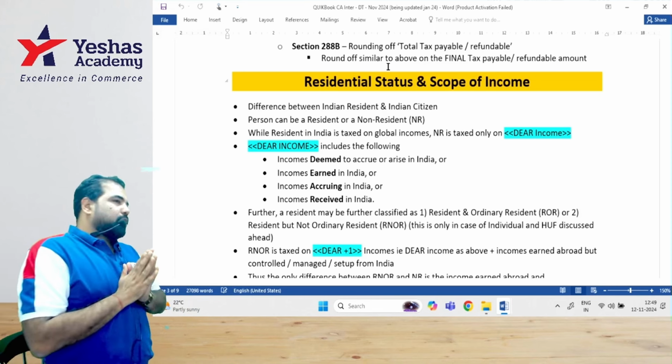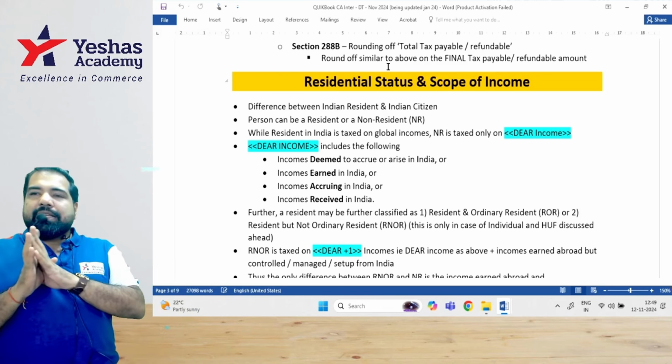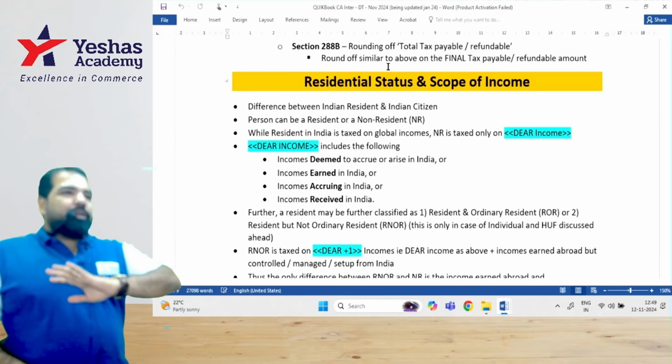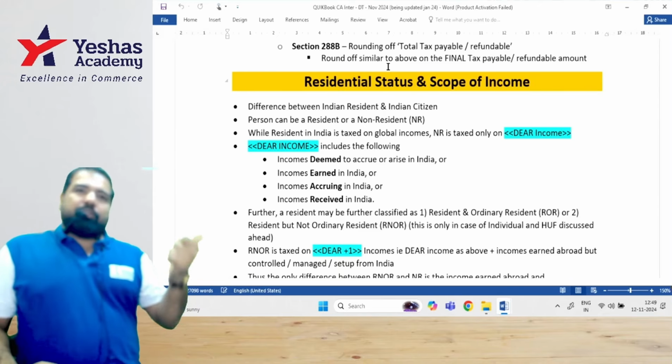Super. Now let's come to the section that will be in your exam, section 6.1. Residential status of an individual. Guys, it doesn't matter who the individual is. It could be an Indian.